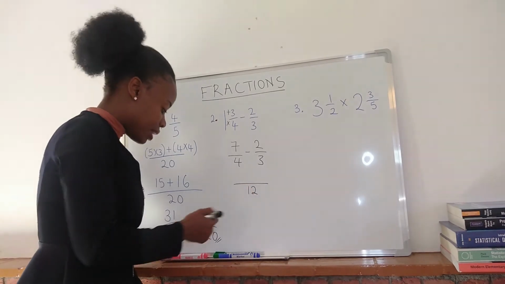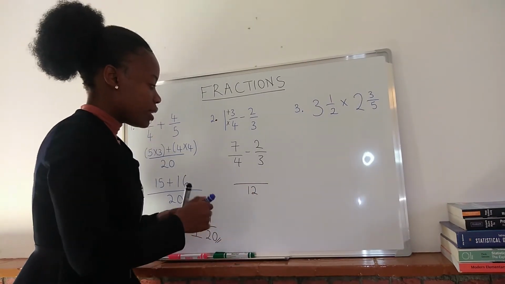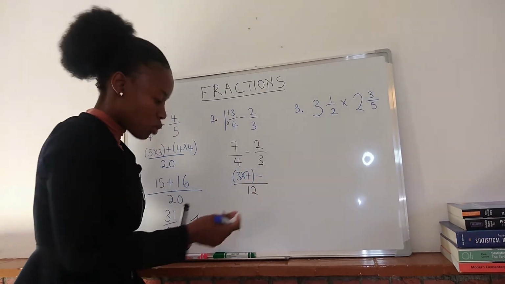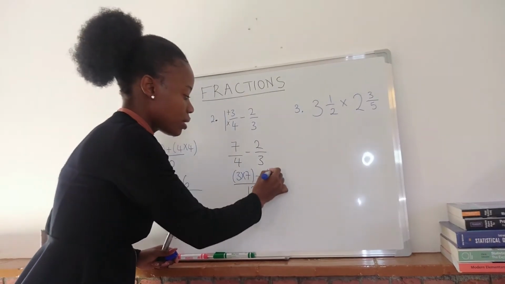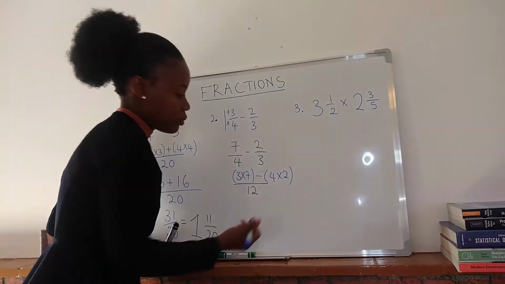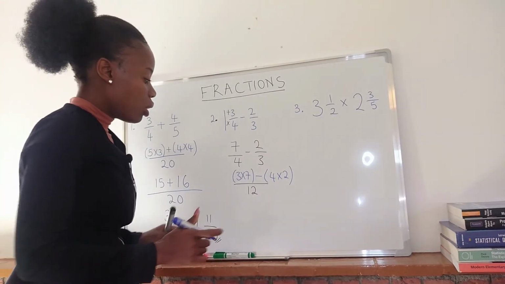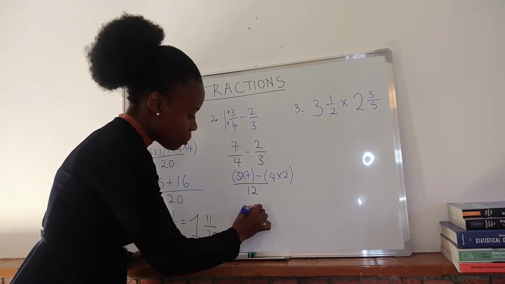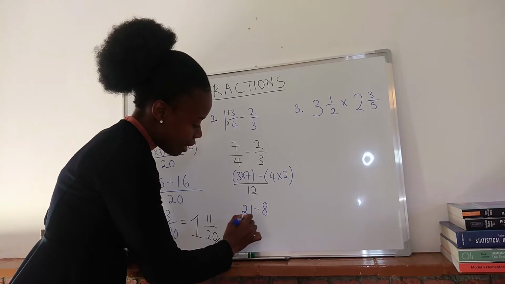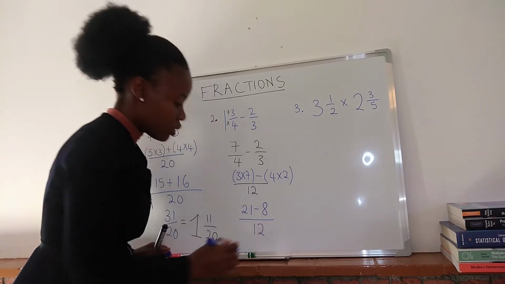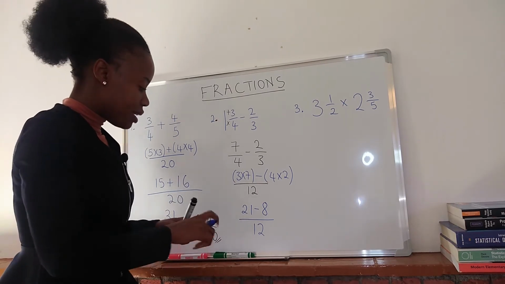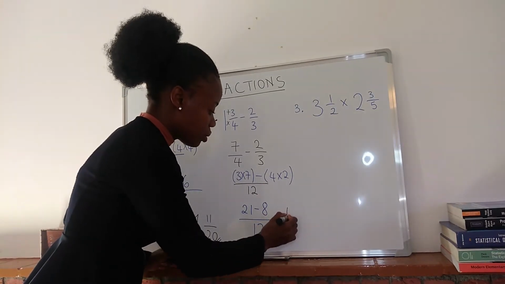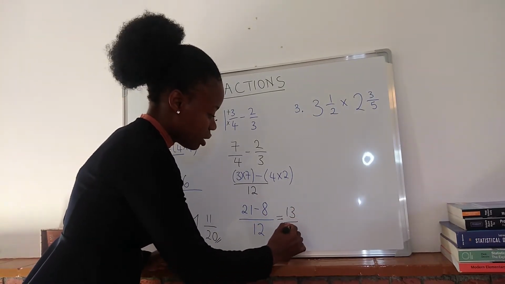4 into 12 is 3. So we're going to have 3 times 7 minus 3 into 12 is 4, minus 4 times 2. Okay? So 3 times 7 is 21. So we're going to have 21 minus 8, all over 12. 21 minus 8, we have 13, right? So we have 13 over 12.